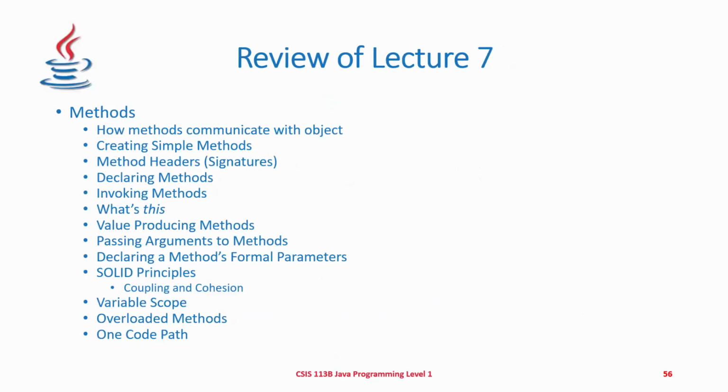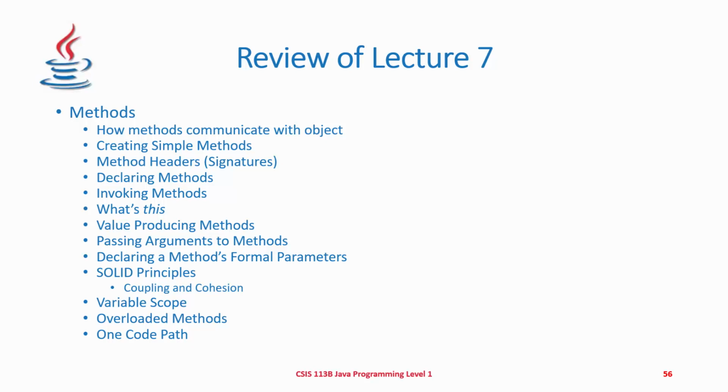That wraps it up for Lecture 7. We covered quite a bit in this lecture: how methods communicate with objects, how to create simple methods. We talked about creating your method headers, also known as signatures, declaring your methods, invoking, or calling, your methods, and how the this keyword works. We showed you how to set up and use value producing methods, passing arguments to your methods, declaring a method's formal parameters. We talked a bit about SOLID principles, specifically coupling and cohesion.